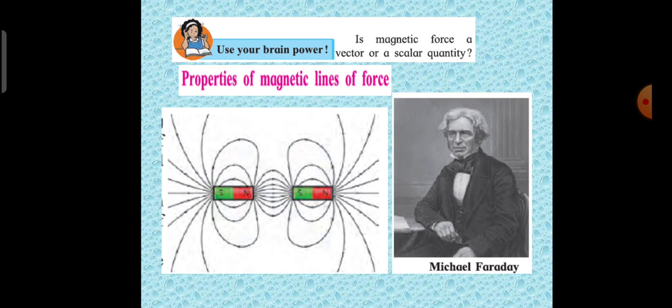Use your brain power. Is magnetic force a vector or a scalar quantity? Magnetic force has both magnitude and direction, and thus magnetic force is a vector quantity.